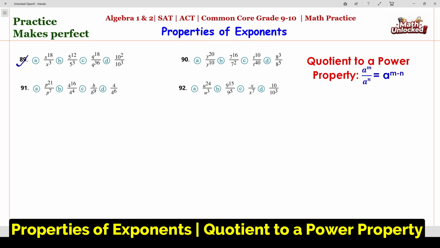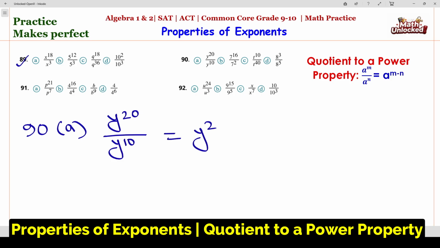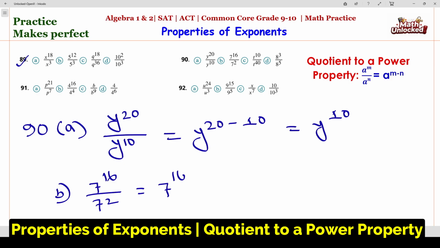Number 90. A: y to the power 20 divided by y to the power 10. This one is very simple, 20 minus 10, so y to the power 10. Number B: here is 7 to the power 16 and 7 squared. So this is 7 to the power 16 minus 2 equals 7 to the power 14. So once you make good practice, you will get good marks.